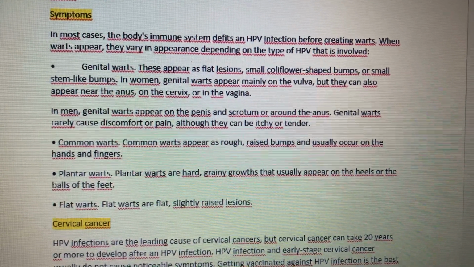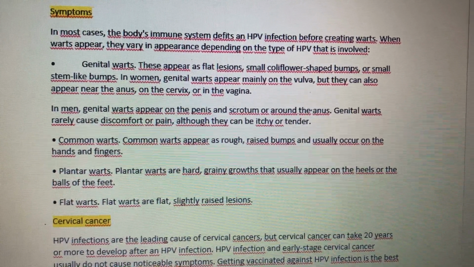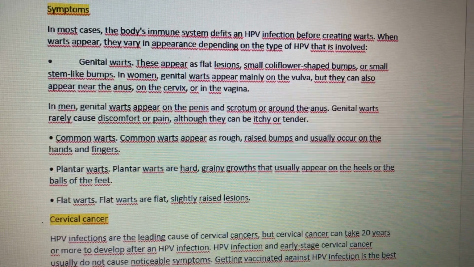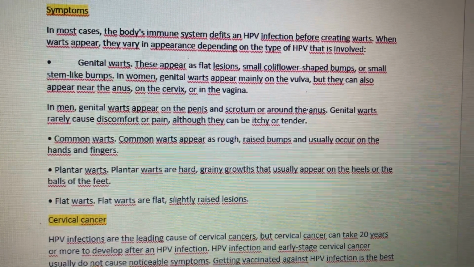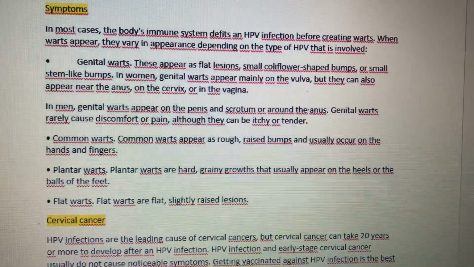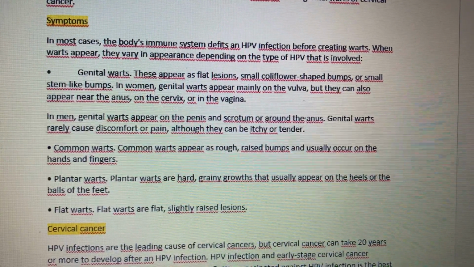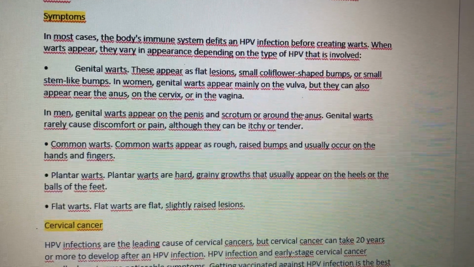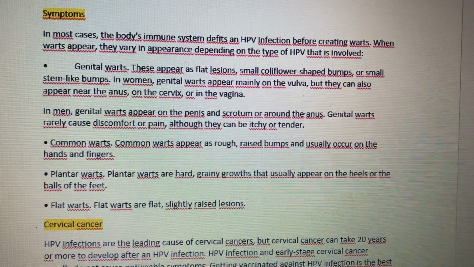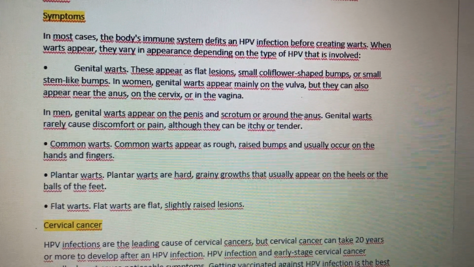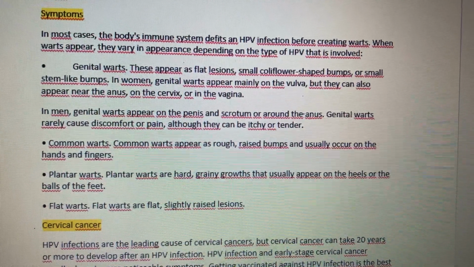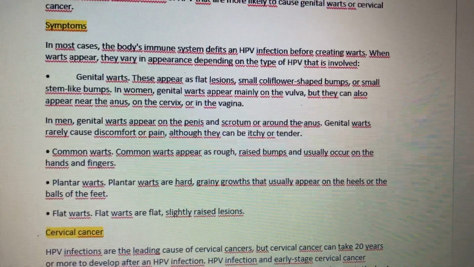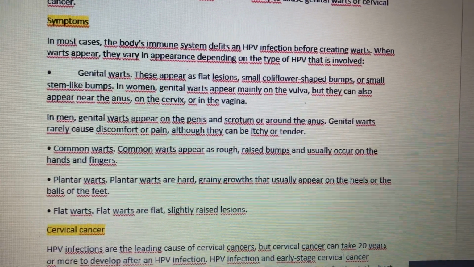Common warts. Common warts appear as raised bumps and usually occur on the hands and fingers. Plantar warts. Plantar warts are hard, grainy growths that usually appear on the heels or the balls of the feet. Flat warts. Flat warts are flat, slightly raised lesions.